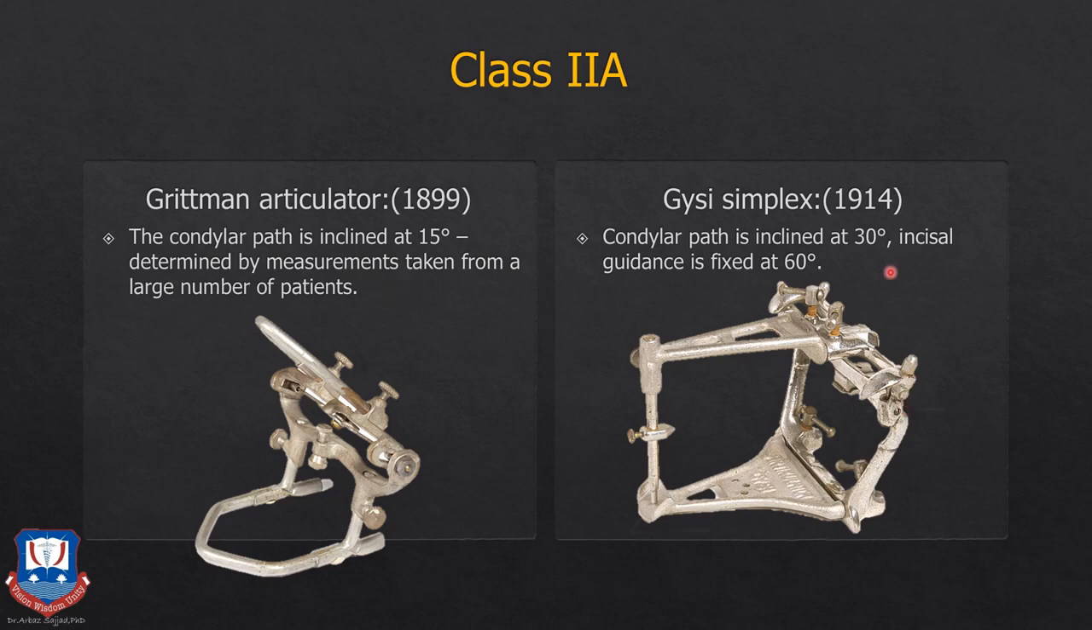Similarly, in Gysi's articulator, the incisal plane or the incisal table is inclined at 60 degrees and the horizontal condylar inclination is fixed at 30 degrees. So they use these values after taking measurements from a large number of the population, and these were mean values. So basically class 2A articulators are articulators which are fixed, where the condylar, that is horizontal, and the incisal guidance values are set based on average values. So the type of articulators you guys use in clinics are also a type of class 2A articulator.